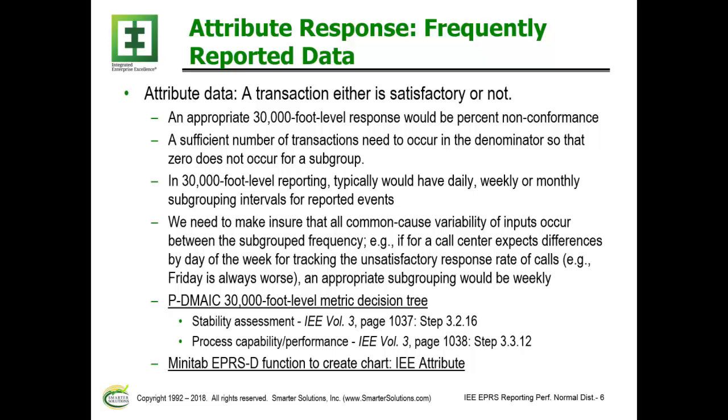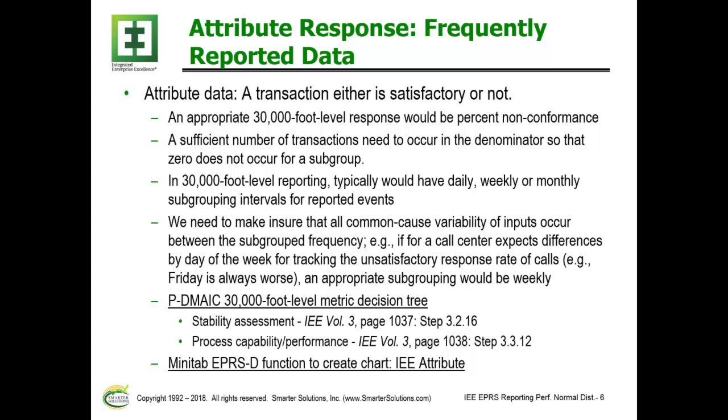So an attribute situation is when we have a lot of data, where a transaction either is satisfactory or not. And a 30,000 foot level metric would be percentage non-conformance. Now in this particular case, you have to have a sufficient number occur in the denominator so that we don't have zeros relative to the non-conformance rate we have for that particular process. For 30,000 foot level reporting, we typically have daily, weekly, or monthly subgroup intervals for this type of situation.